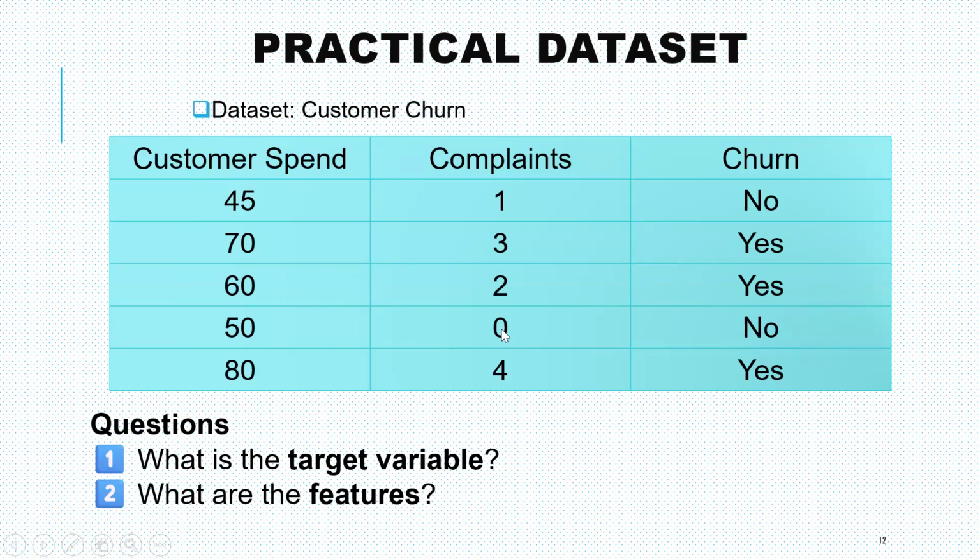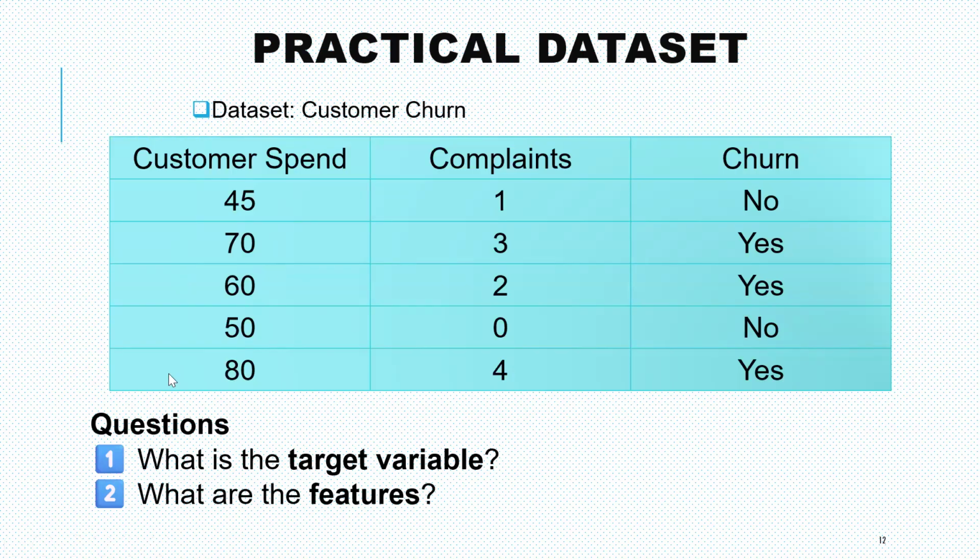50 is 0. So that complaint means the person is satisfied, isn't it? Yes, sir. Great. So meaning that attrition will be no. The person is not likely to leave. For the customer who spent 80, the complaint was what? 4. And meaning the person is not satisfied. That person is likely to leave. So it's a yes.